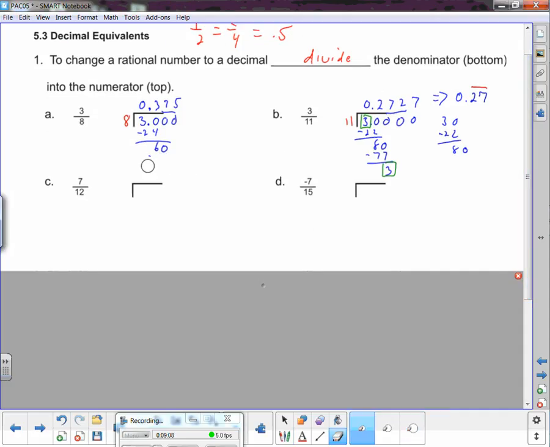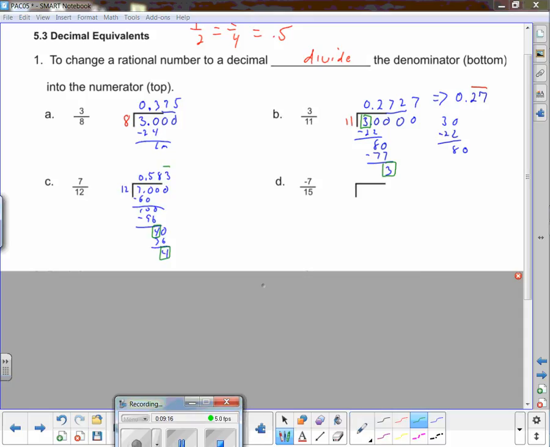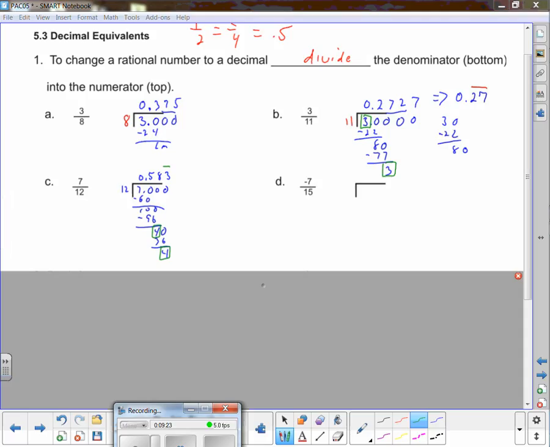I got to clear a little bit of this space. All right, so go ahead and try C. Go ahead and do C yourself, see what you get. All right, so hopefully you got 0.583, and the bar is only over the 3, correct? Because you keep getting 4 every time. 4, 4, 4, 4, which would give you 3, 3, 3, 3, forever. So 0.583 with the bar only over the 3.